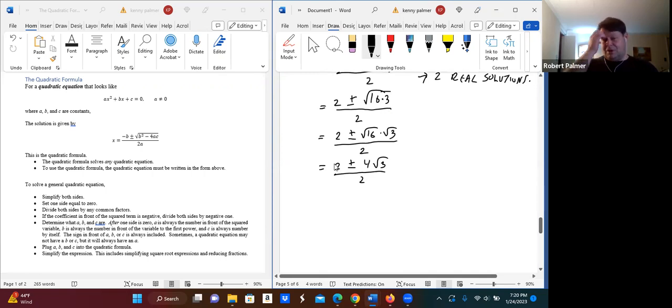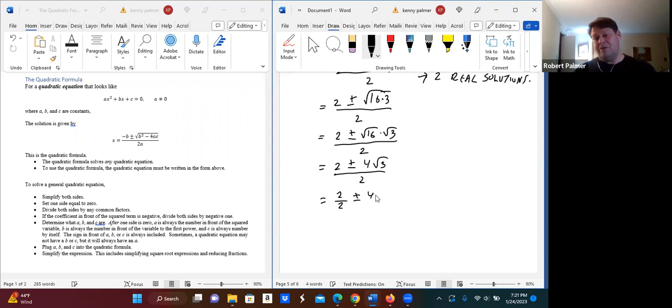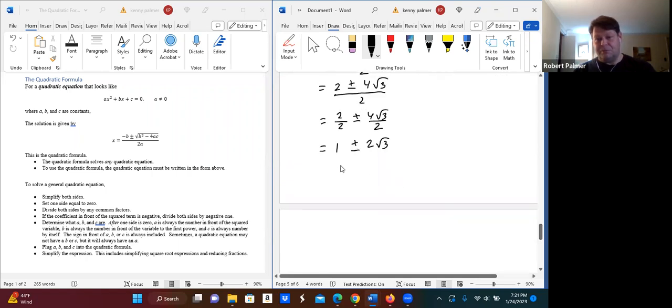Okay, you notice we have a 2 here. We're dividing by 2. There's a 2 here and a 4. You divide both by 2, so you can either factor a 2 out, but I think the best thing to do is actually to make 2 fractions. So this is 2 over 2 plus or minus 4 times the square root of 3 over 2. And then this becomes just 1 plus or minus 2 times the square root of 3. Okay, so once again, we have 2 solutions. And this is y.